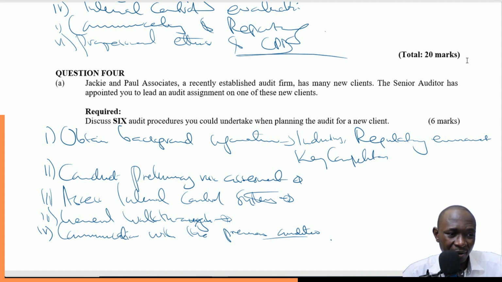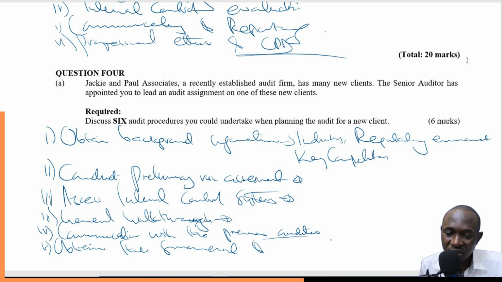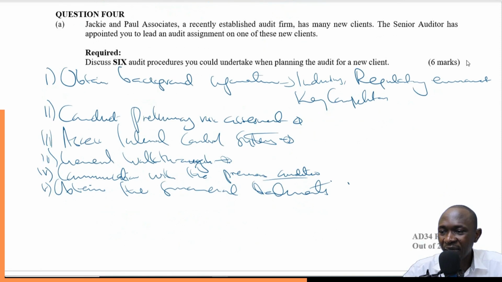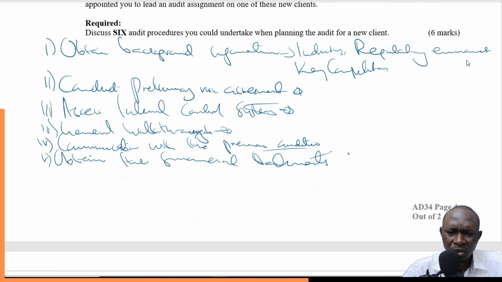So obtain financial statements. Obtaining the financial statements is one of the key things also that will help in audit planning for this new client. Why is that also important? It is from the financial statements that we can get to know the magnitude of the job that is before us, and so plan accordingly.